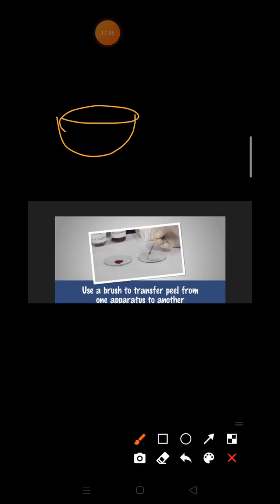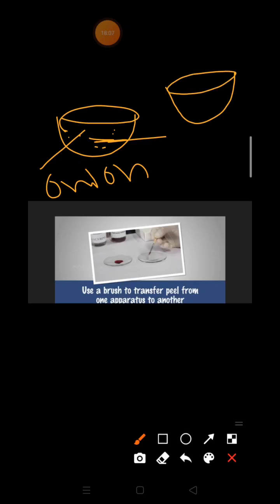So the first precaution is to use a brush to transfer the peel from one apparatus to another. As we took a watch glass, it was containing water and the onion peel membrane was also there. So while transferring it to another watch glass, what do we have to use? We have to use a brush so that we can easily transfer the onion peel membrane to the next apparatus. This is the first precaution.